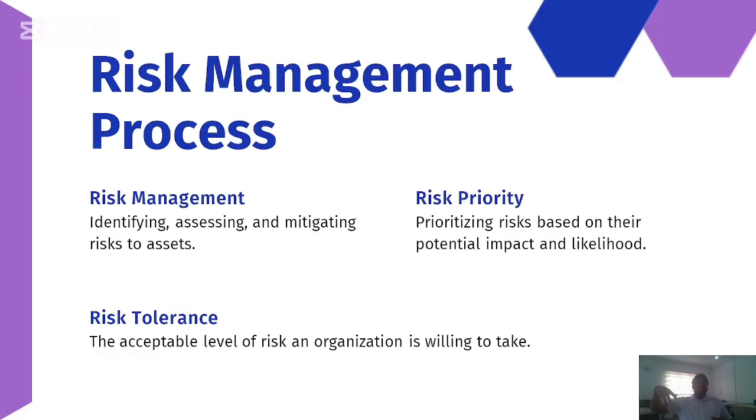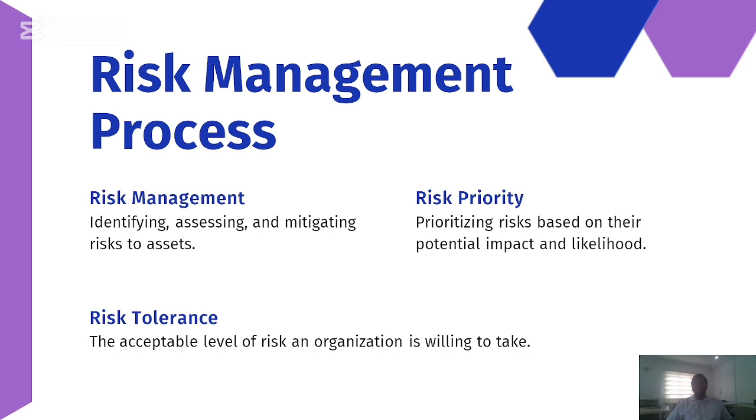So now we want to look at these three things here. We want to look at risk management, risk priority, and risk tolerance. Now, risk management is all about identifying, assessing, and mitigating risks. Risks are incidents, likely incidents to come. We want to be able to identify them, assess them, and mitigate them. You understand? And save our assets.